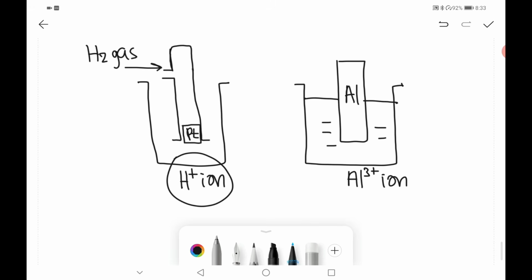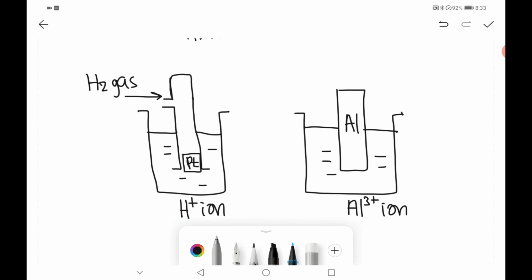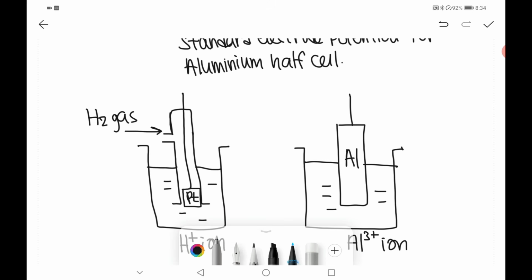Remember, hydrogen ion is a solution. Solution must be drawn like this, with a dotted line. Okay, that's it. So now we need to connect them together. To connect them together, we need to use wire. So draw a wire going up, draw a wire going up. So these two wires need to connect.